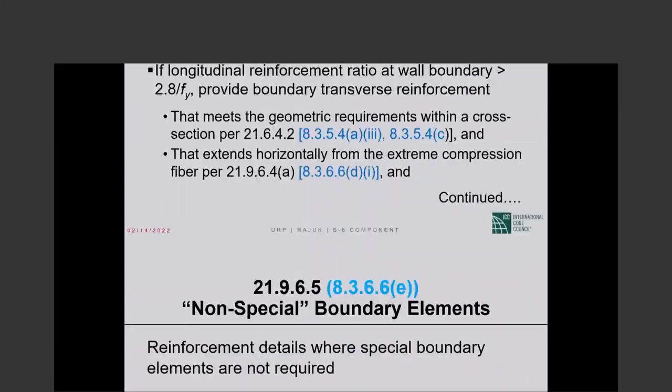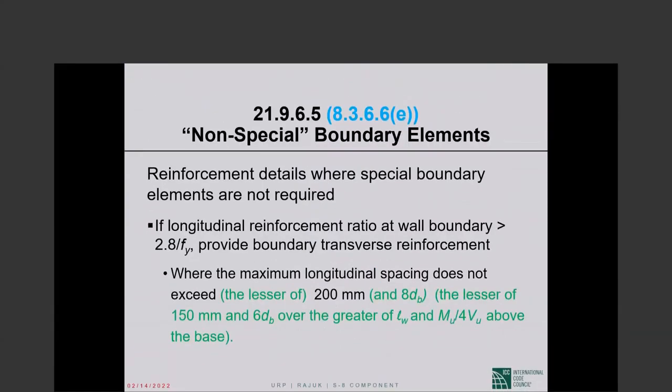The spacing of the non-special confinement, this is where there is the difference between special confinement and non-special confinement. Special confinement, you are looking at a spacing of 3 or 4 inches. Here, it is 8 inches, 200 millimeter is the spacing of the transverse reinforcement.